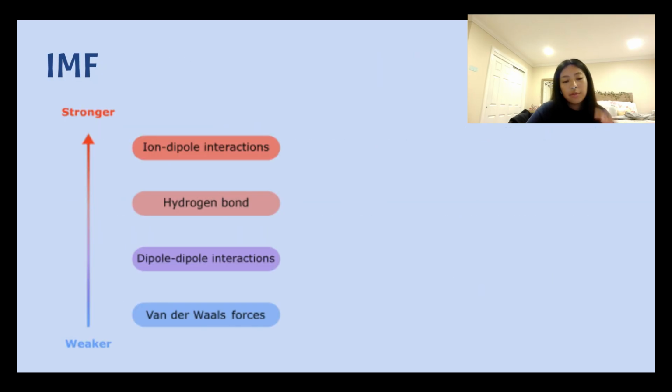Okay, and then from weakest to strongest, you have your van der Waals forces, which is your London dispersion forces. Then your dipole-dipole, hydrogen bonds, and then ion-dipole. You don't need to know about that.